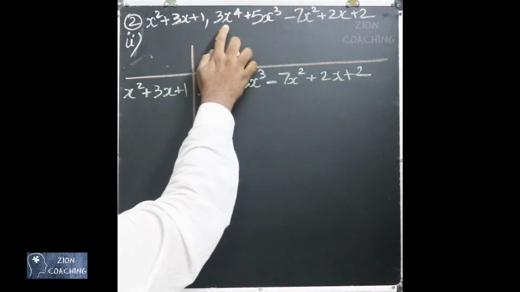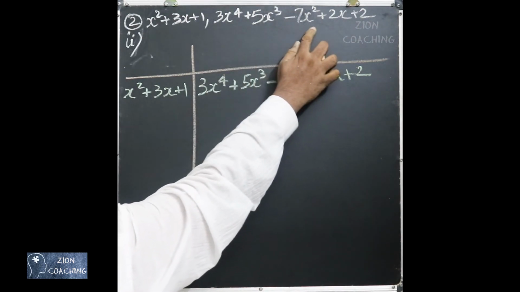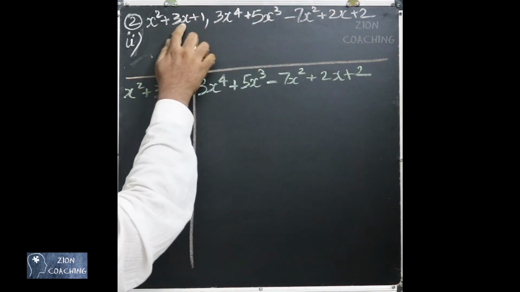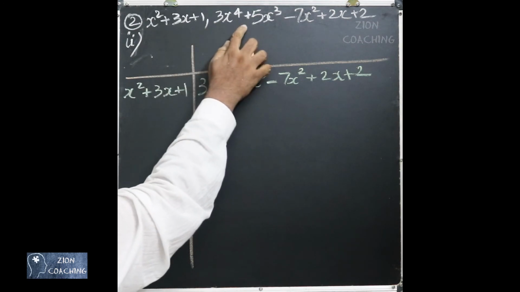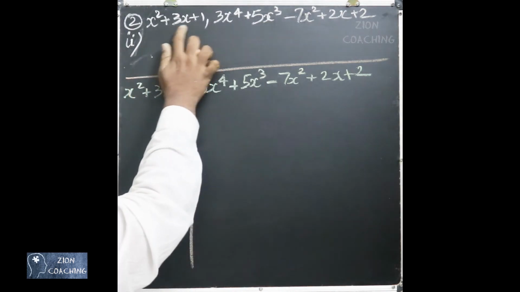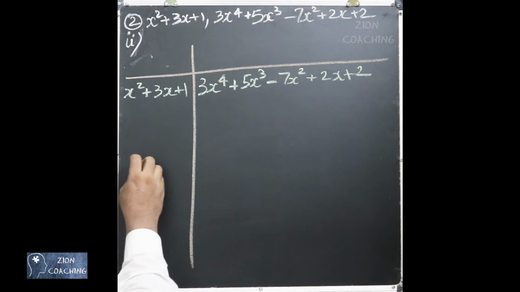We are going to divide 3x power 4 plus 5x cube minus 7x squared plus 2x plus 2 by x squared plus 3x plus 1 and check whether this is a factor of this polynomial. If the remainder becomes 0, then this is going to be a factor of that polynomial. Now we have written both the polynomials.